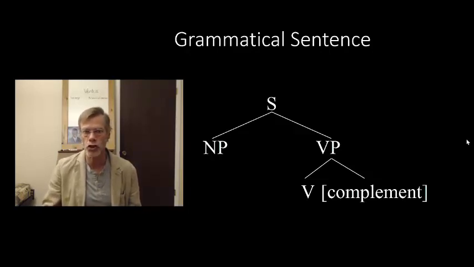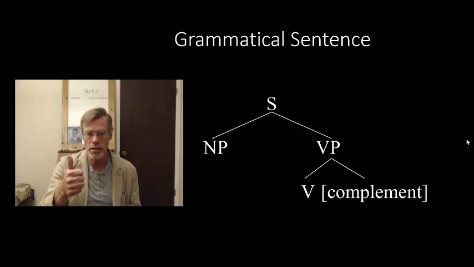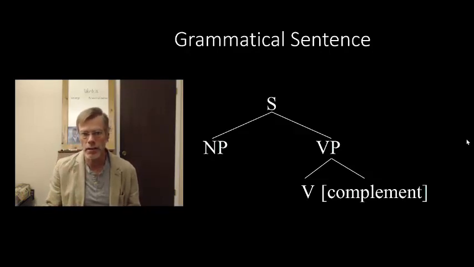They consist of two main parts. There's the subject and the predicate. The subject is the noun phrase daughter of the sentence. The predicate is the verb phrase daughter of the sentence. And the predicate consists of the verb plus whatever completes that verb, its complement. So, for example, with a transitive verb, what completes it is a noun phrase object.